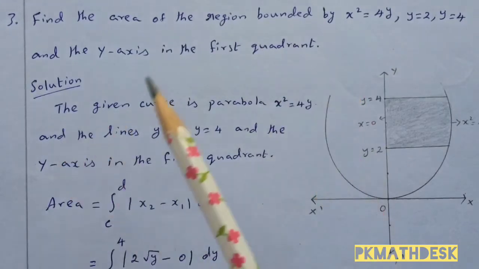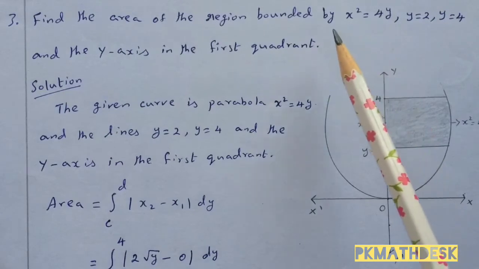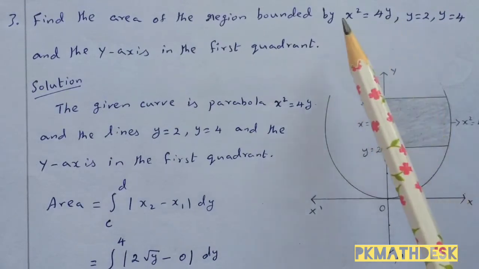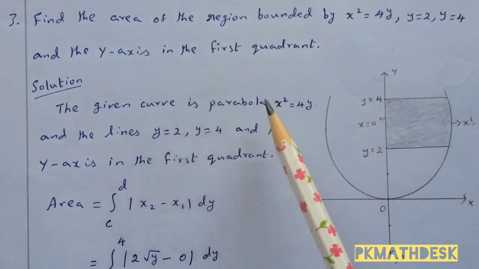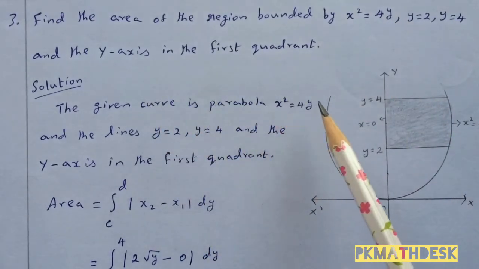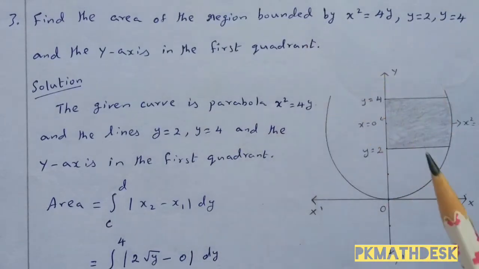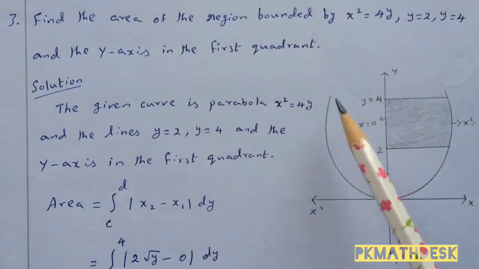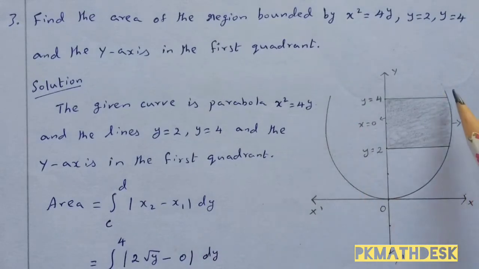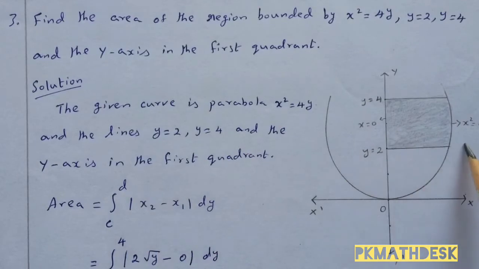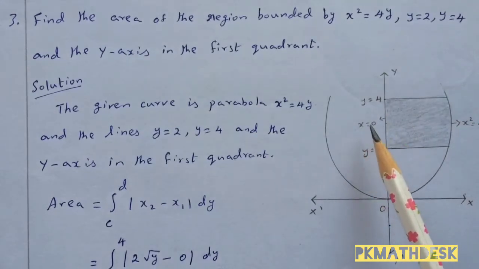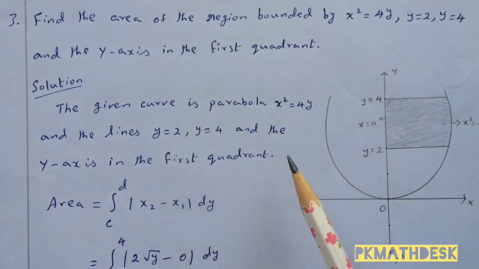Okay, solution. The given curve is x square equal to 4y. That means it is a parabola, open upward. And the lines y equal to 2 and y equal to 4, and the y axis means x equal to 0, in the first quadrant.